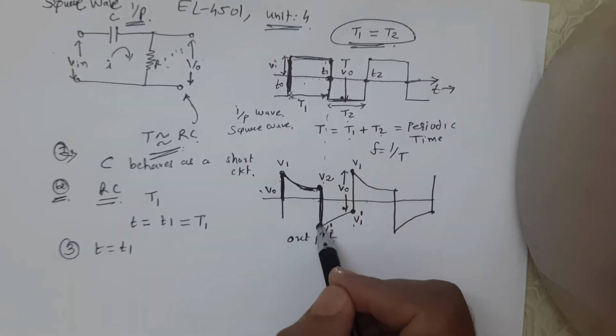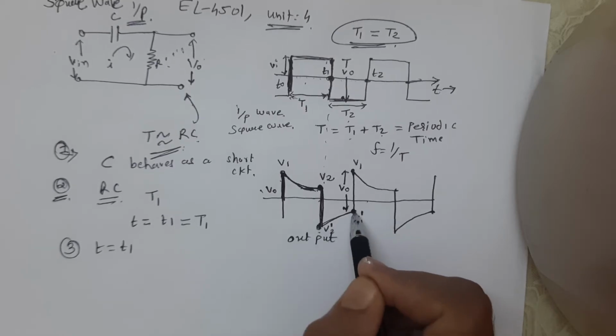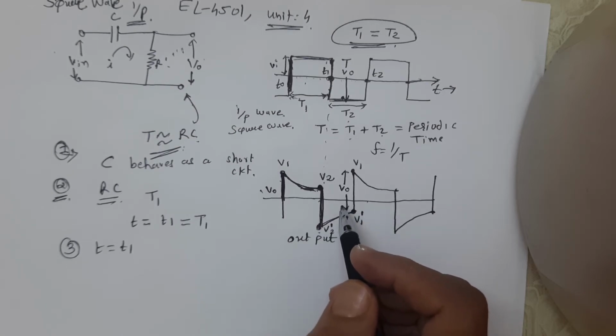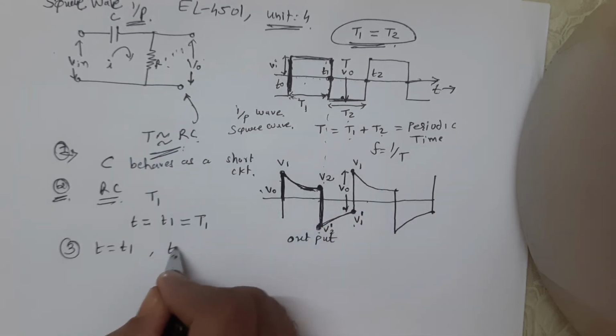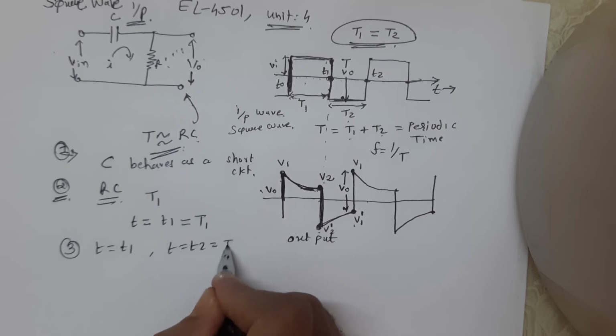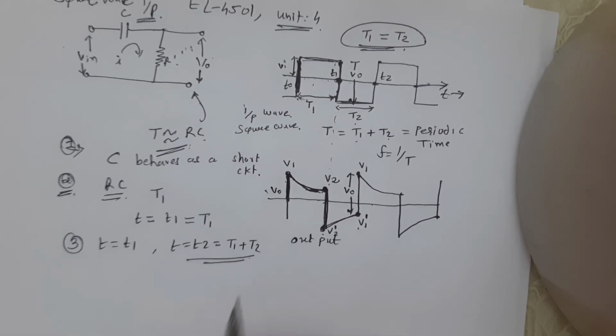Now the output voltage becomes negative. As the capacitor C discharges exponentially with time constant RC, the output voltage across R increases exponentially towards 0, but it is not equal to 0. Since the time constant RC is comparable to capital T2, the output voltage does not rise to the value of 0 at t equal to T1 plus T2, at this time period.